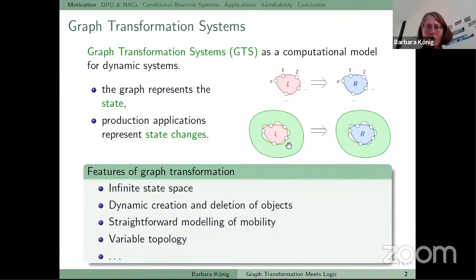So why is graph transformation nice? Well, you can model systems with infinite state spaces. You can easily model dynamic creation and deletion of objects. You have a straightforward modeling of mobility features. You can model variable topologies. So you have a very, very rich modeling language, but of course, rich modeling languages sometimes get complicated. And then there are some problems with verification, some challenges there.